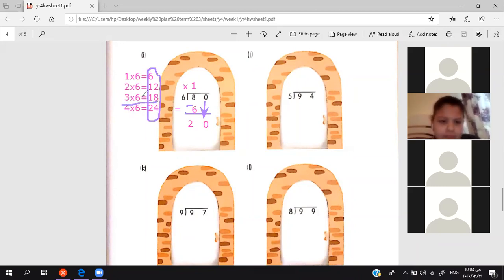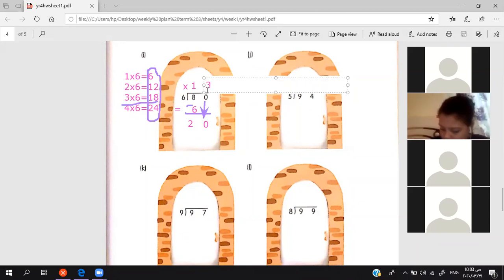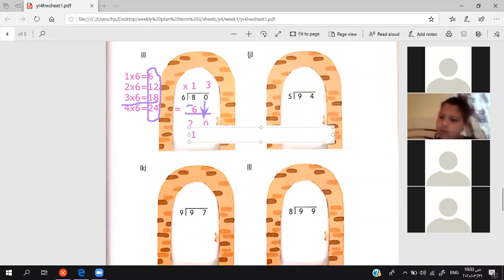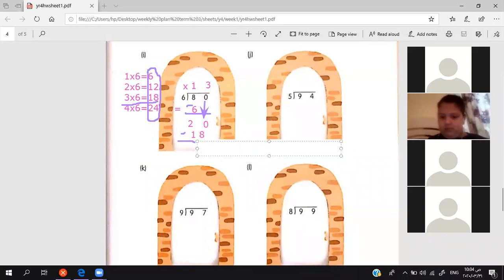It is 3 times 6. So I will write the 3 up and I say 3 times 6 and I write the answer down, which is 18. Yes, now it's time to make a minus. After 18, 19, 20. So my answer is gonna be a 2. Is this 2 a remainder?